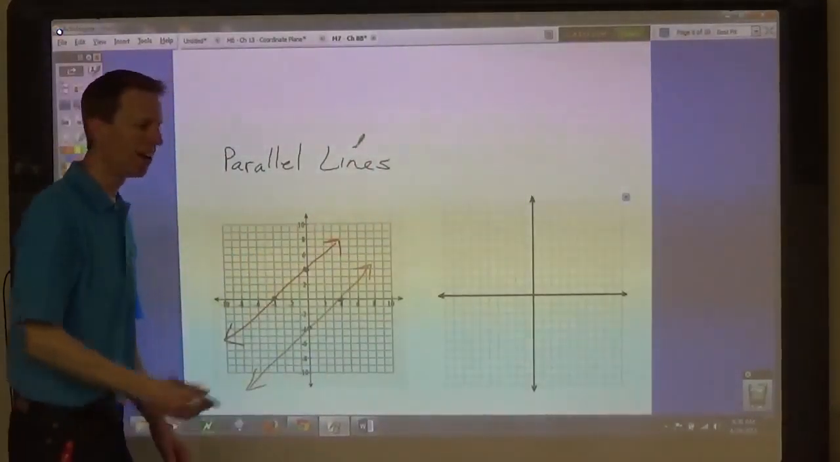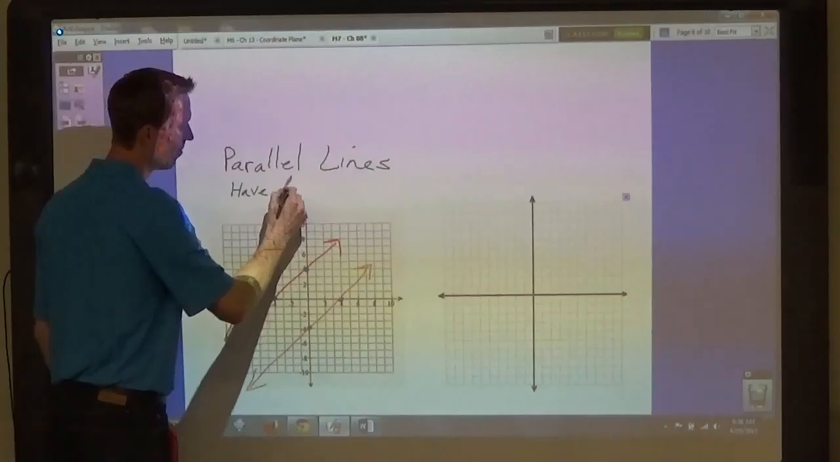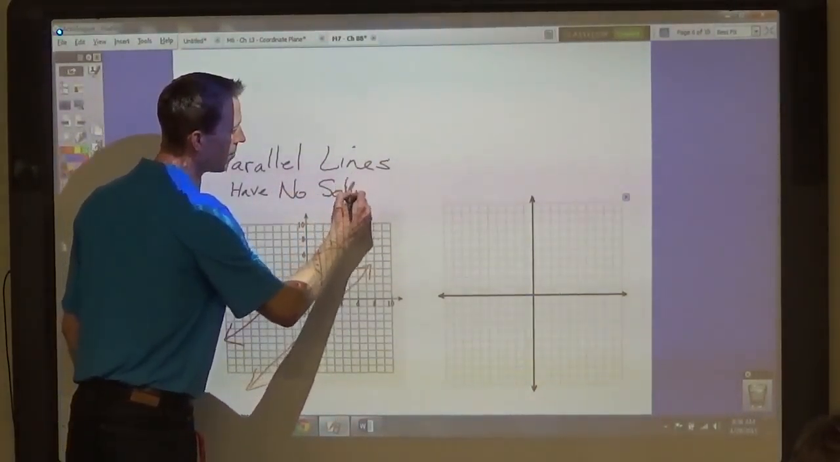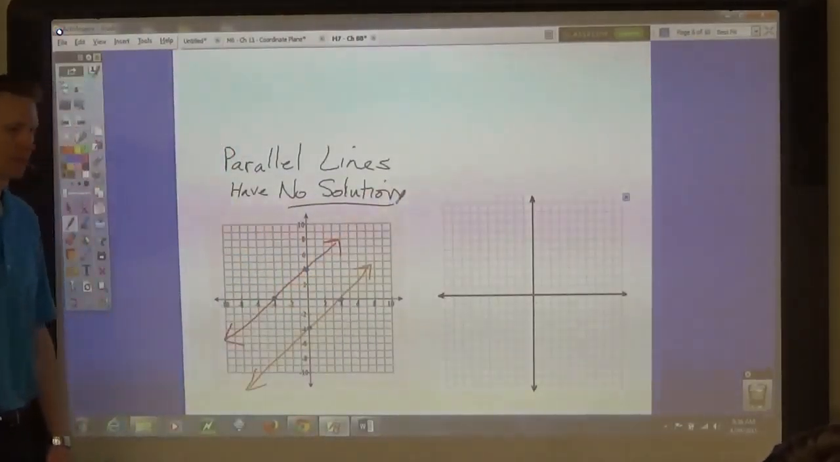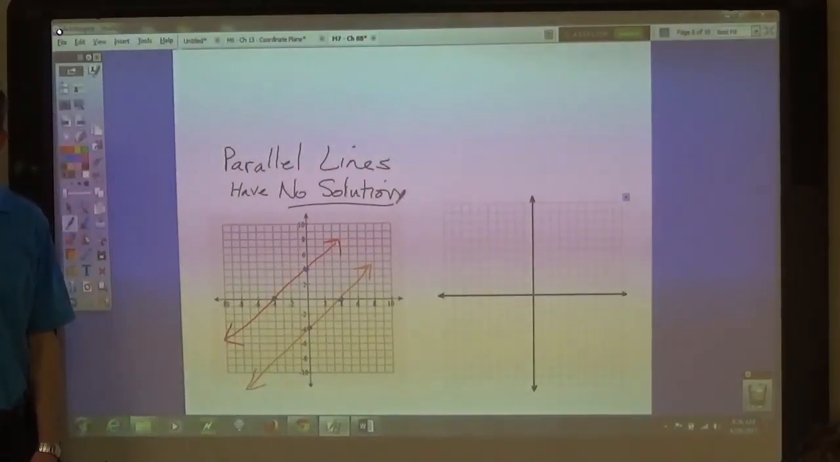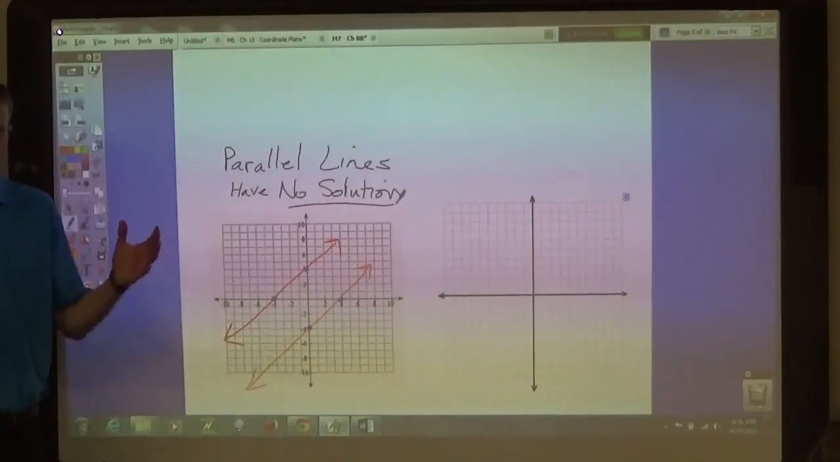Parallel lines have 0 solutions. No solution. Right. And that's what you'd write. If you graph two lines and they are parallel, this is what you write. No solution. Because they'll never intersect. Okay?